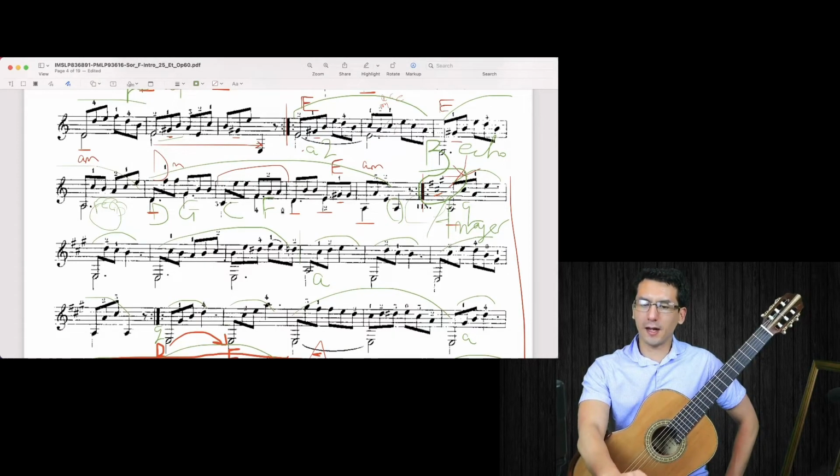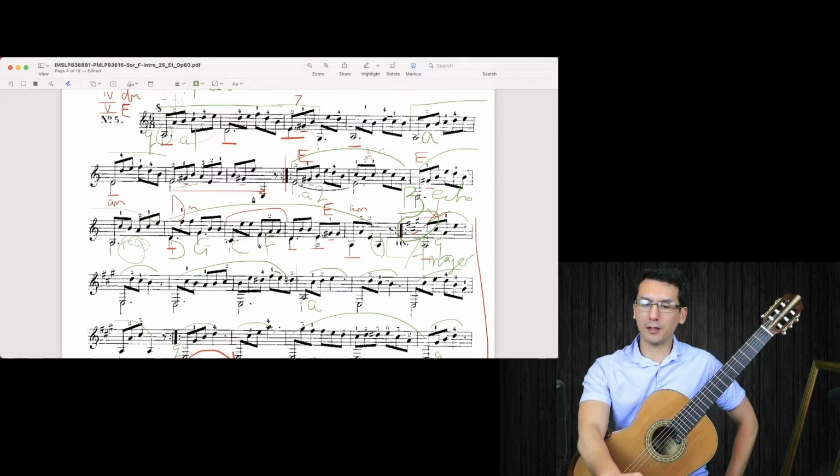All right, so that's our A section. So we have a parallel period in the first section, question and answer mirroring each other in the key of A minor. And then in the A2 section, we get a sentence phrase, which is short, short, long.